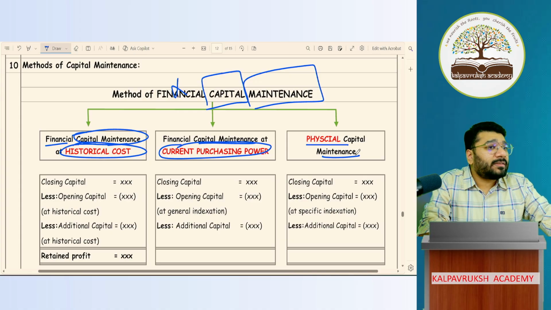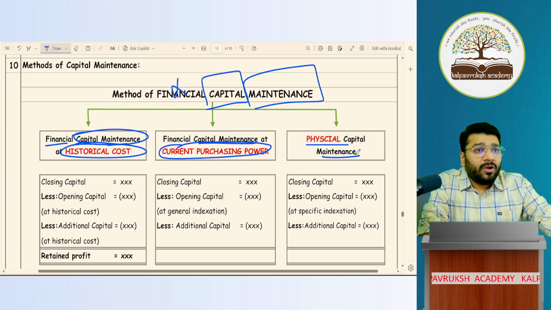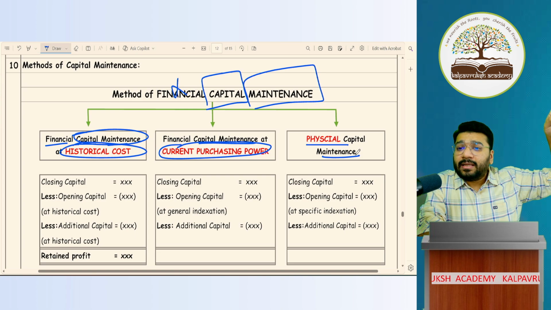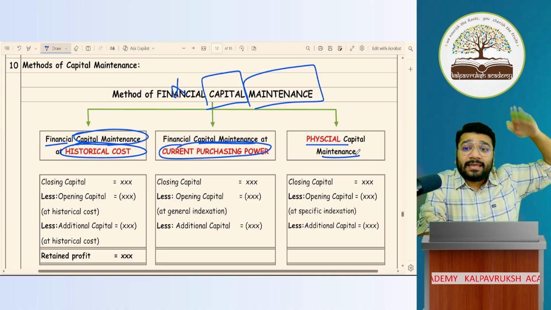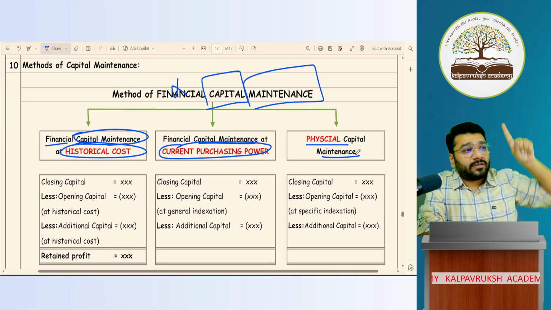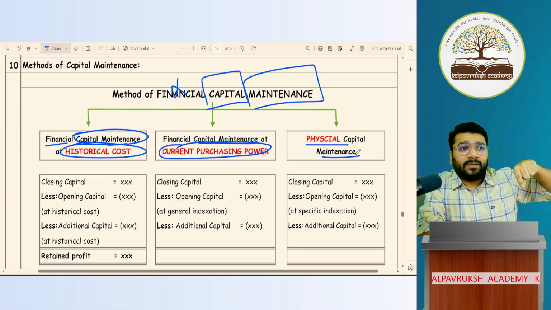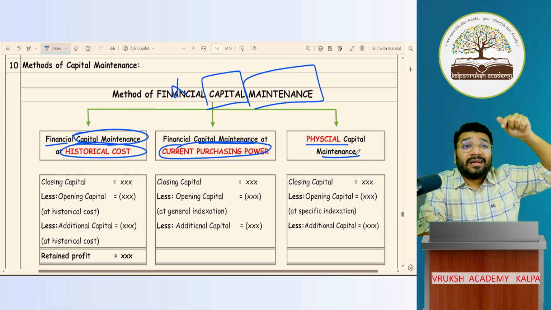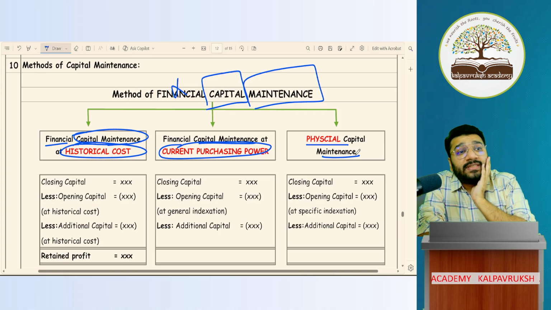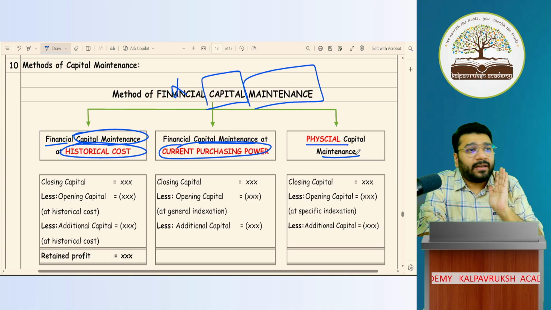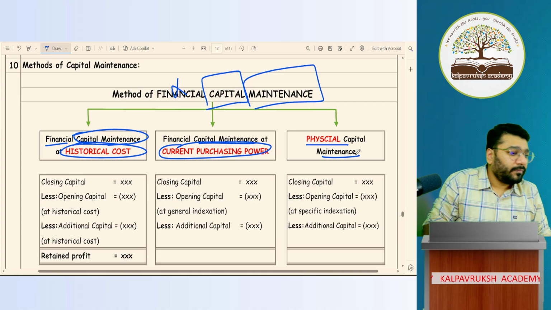Physical capital maintenance. Can we revise the names one more time? What is the first method? Capital maintenance at historical cost. First method. Next, same capital maintenance, but at current purchasing power. Third is physical capital maintenance. Got it? Not got it? Okay.